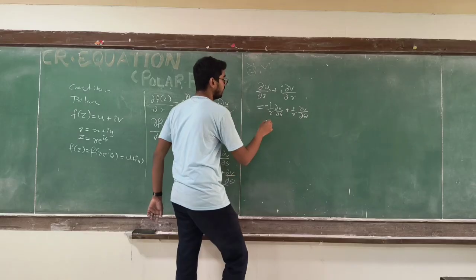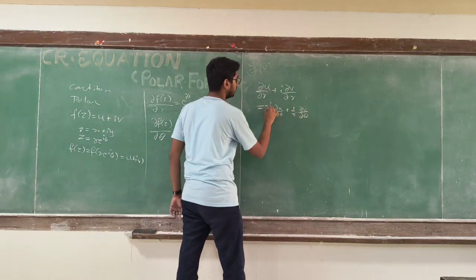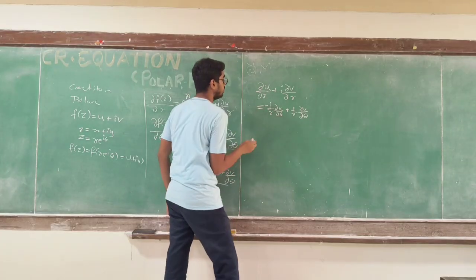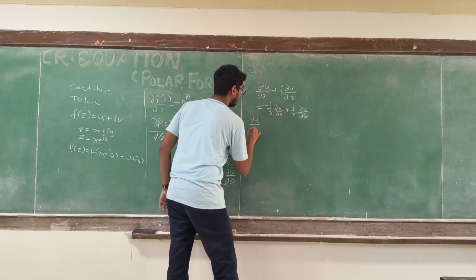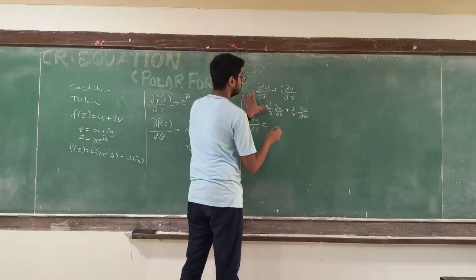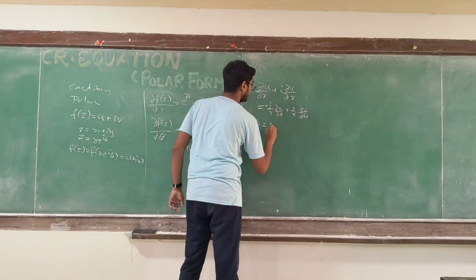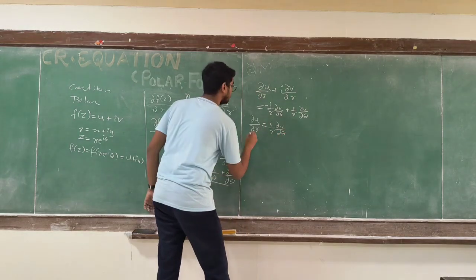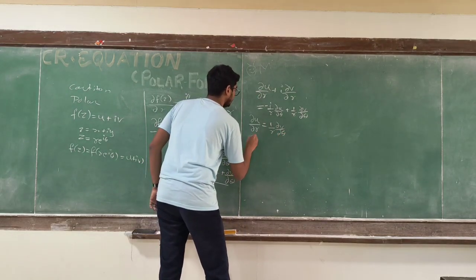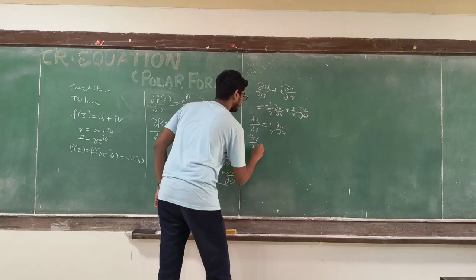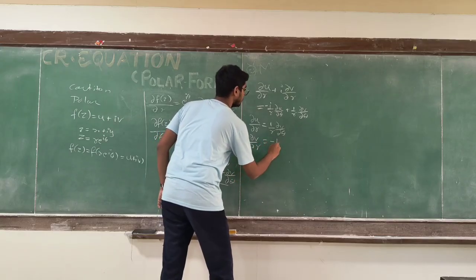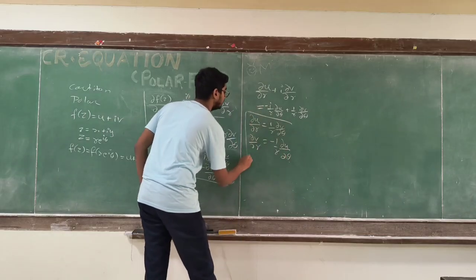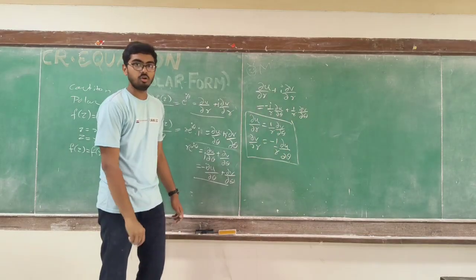Right. Now equating all the real and imaginary terms, we will get del u by del r equals 1 upon r del v by del theta, and again del v by del r equals minus 1 upon r del u by del theta. These are our CR equations in polar form.